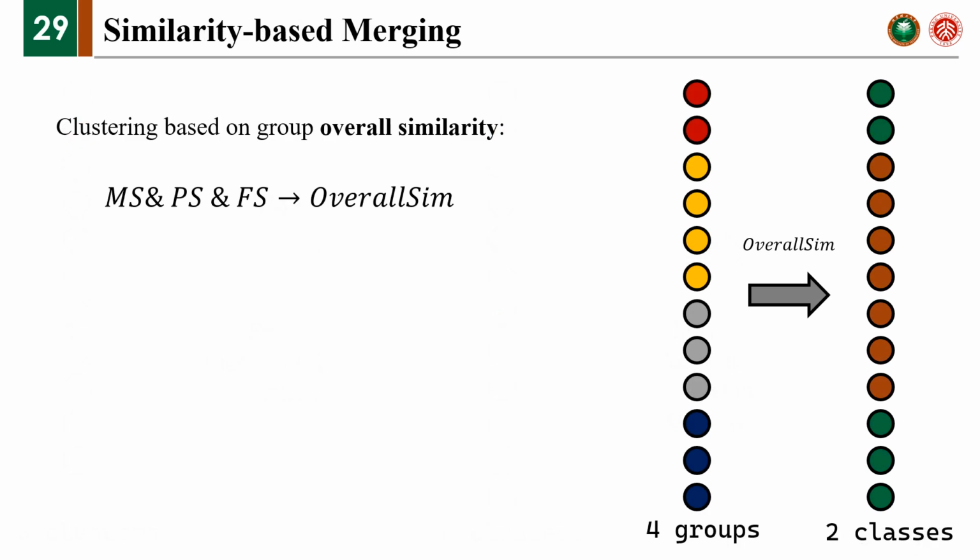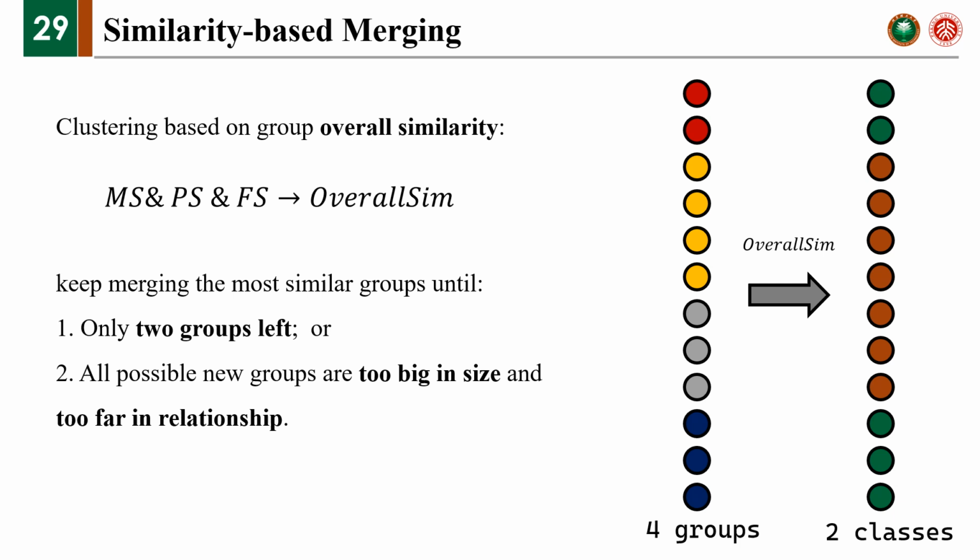In the similarity-based merging, we calculate the overall similarity between groups based on all 3 similarities. Then we keep merging the most similar groups until only 2 groups are left or all possible new groups are both too big in size and too far in relationship. As the example shows, in this step we merge the 4 groups into 2 new classes, which finishes the clustering of methods.